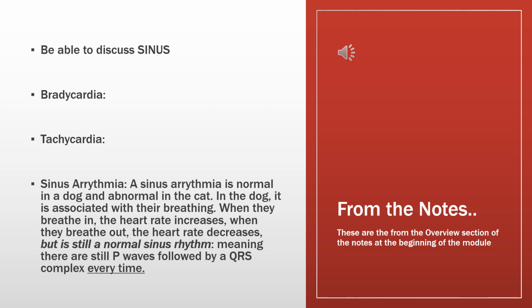Technically, anything that is slower than 60 beats per minute would be a bradycardia. Anything faster than 180 would be a tachycardia. It is sinus tachycardia and not an arrhythmia or a VTach because there is a sinus rhythm. So sinus bradycardia, sinus tachycardia, normal rhythm, normal sinus rhythm, just a slower or faster rate.